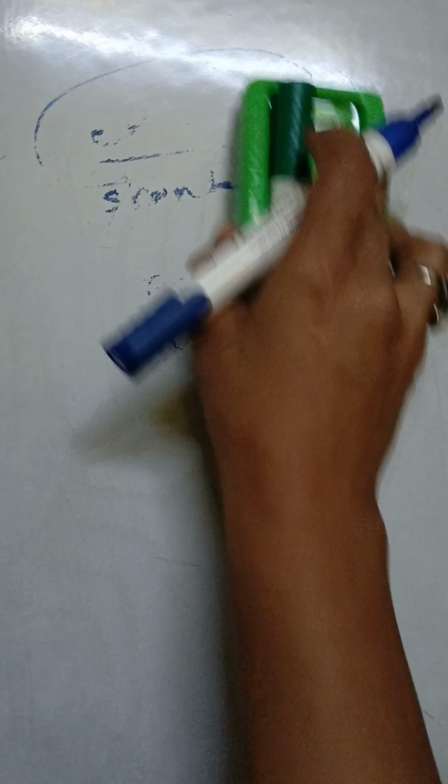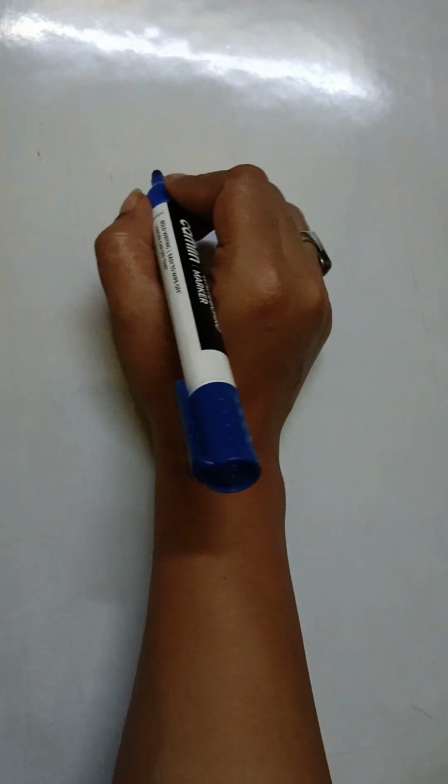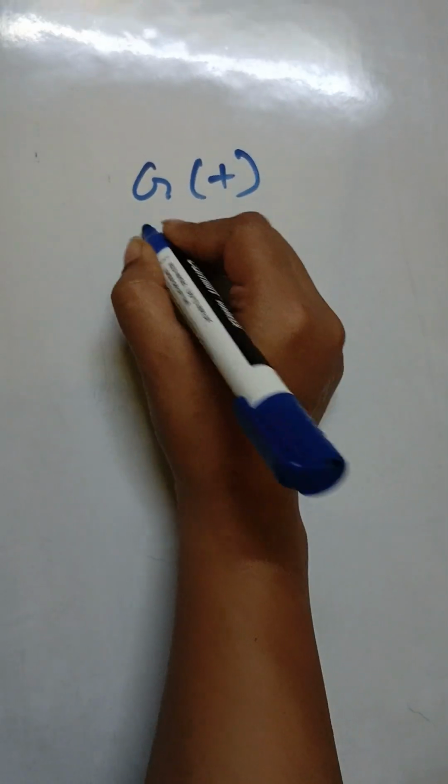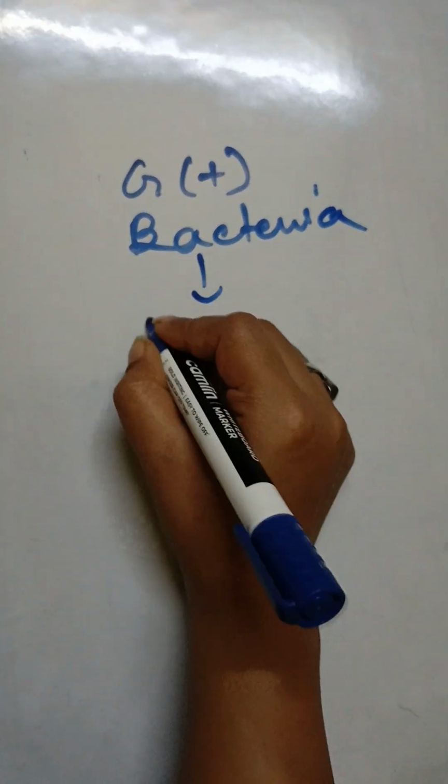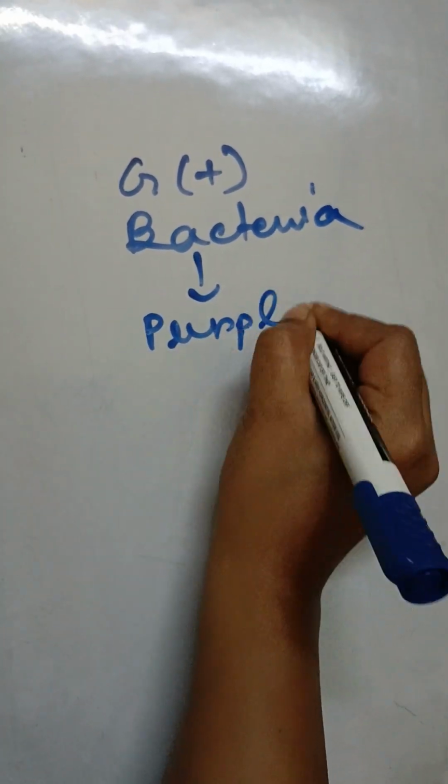Remember one thing, when we apply this gram staining and the cell remains purple, or is visualized as a purple cell under the microscope, it is known as gram positive bacteria. Okay. Now, in case of gram negative bacteria, it looks like a pink or light reddish color under the microscope.